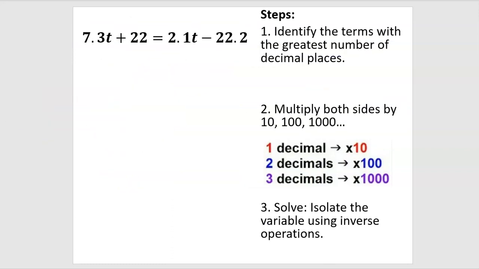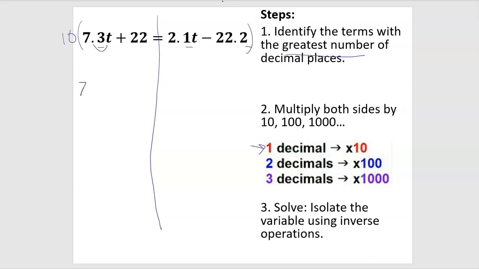All right, let's do it one more time to see if we understand. First step is find the greatest number of decimal places in your problem. So as I look here, I've got 1, 1. So the greatest number is just 1. So I'm going to times it by 1 decimal point means times by 10. So I'm going to times everything in here by 10.